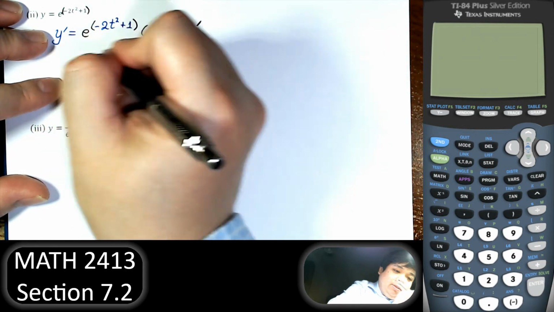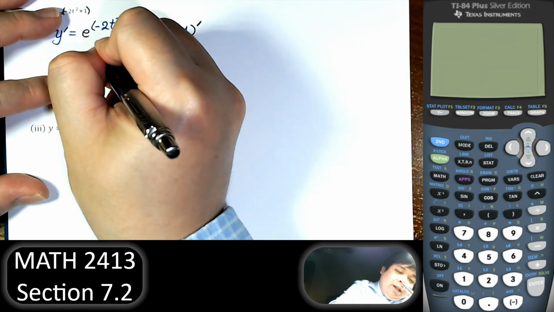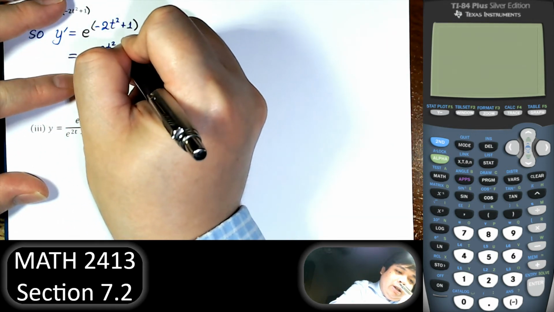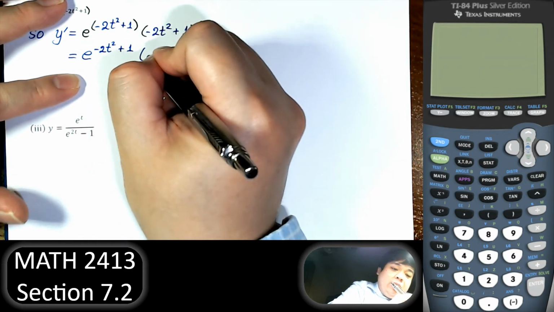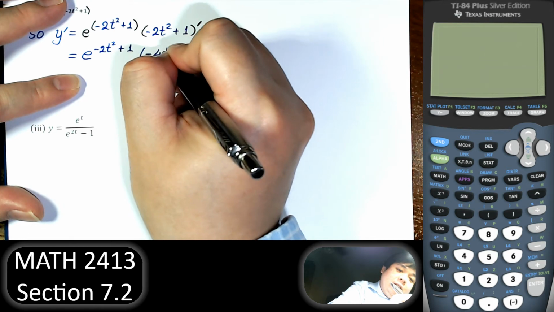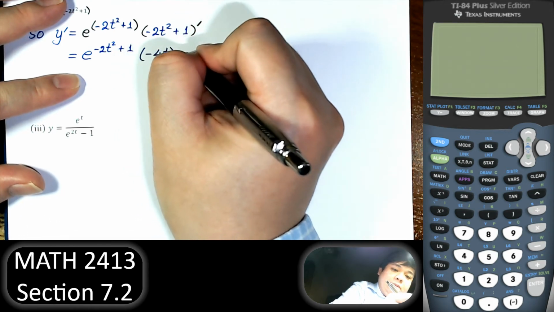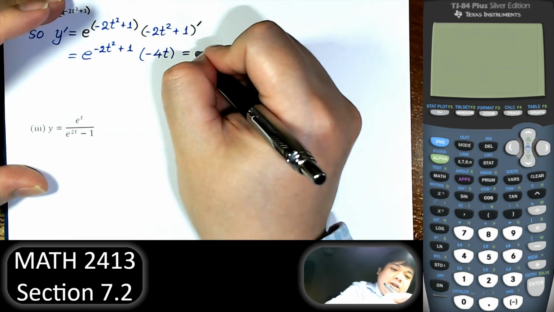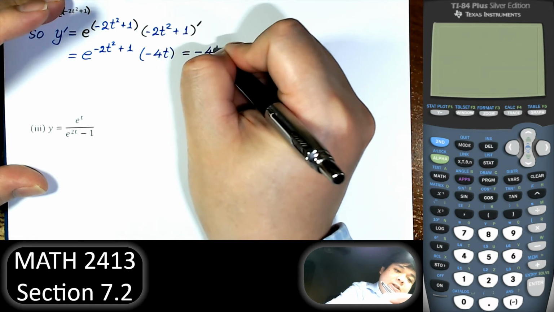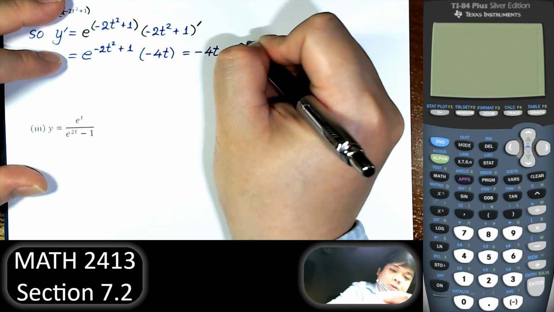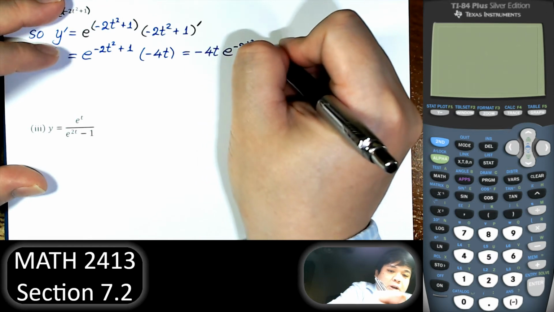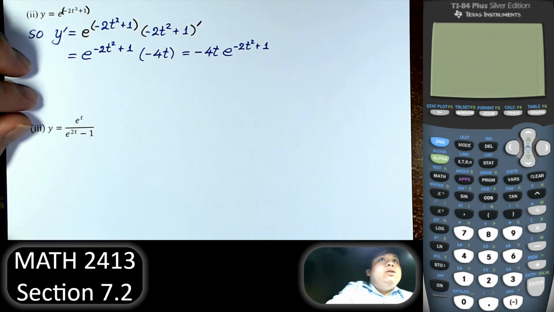All right. E to negative 2t squared plus 1. And derivative of negative 2t squared plus 1 is negative 4t. And we can take that in front. E to negative 2t squared plus 1. So that's what we have. And that's all we have.